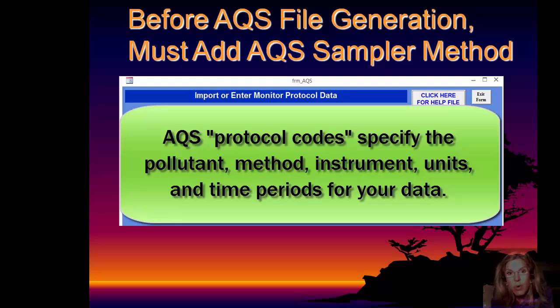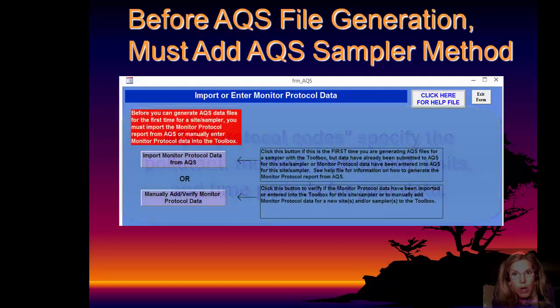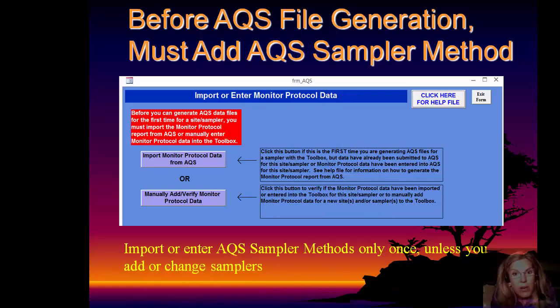And these codes form what AQS calls the protocol codes, and when you upload data into AQS, AQS has to recognize what these codes are and that they make sense together in order for it to accept the data. The steps of entering monitor protocol data are, first, you only have to do it once, unless you change methods, you change samplers, sometimes you can change your configuration of your analyzer to produce data in different units, in which case you would have to go back in and change these monitor protocol codes.